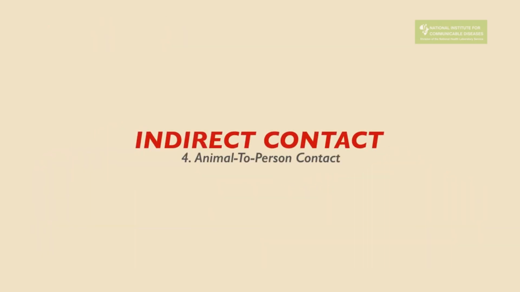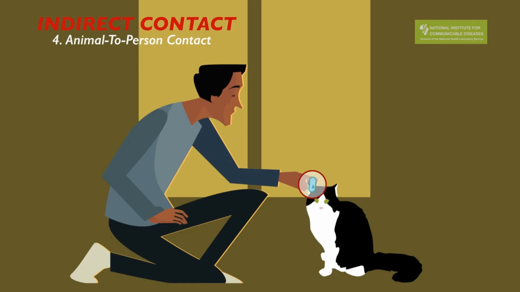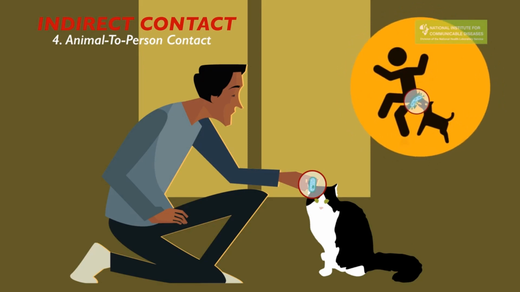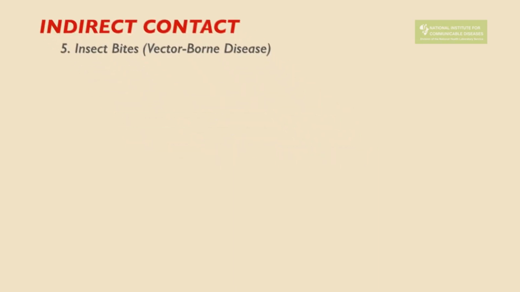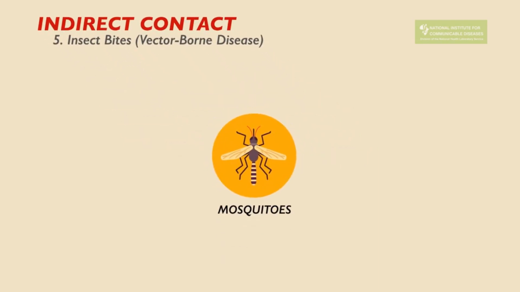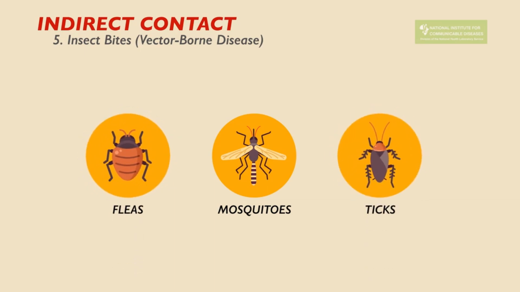Animal-to-person contact. Some infectious diseases can be transmitted from an animal to a person. This can happen when an infected animal bites or scratches you, or when you handle cat waste. Some zoonotic infectious agents are transmitted by insects, especially those that suck blood. These include mosquitoes, fleas, and ticks.